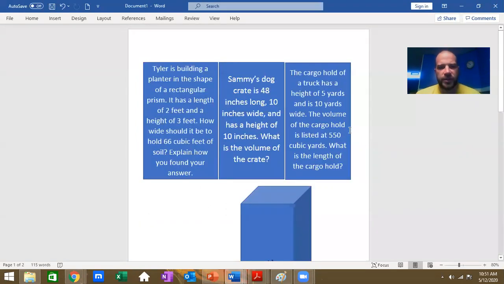So the first question says, Tyler is building a planter in the shape of a rectangular prism. It has a length of 2 feet and a height of 3 feet. How wide should it be to hold 66 cubic feet of soil? And all the cubic feet means is, well, because it's volume, 1 unit, right?